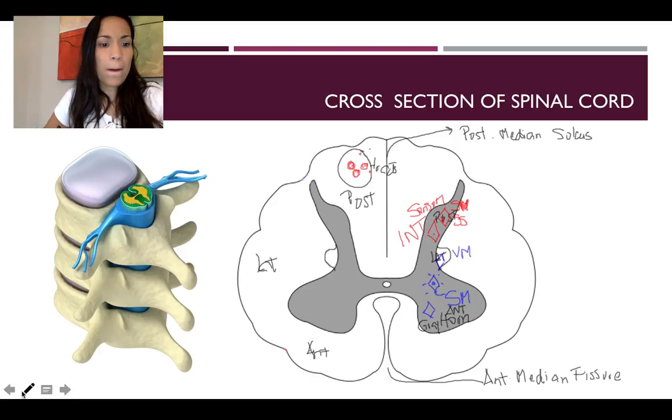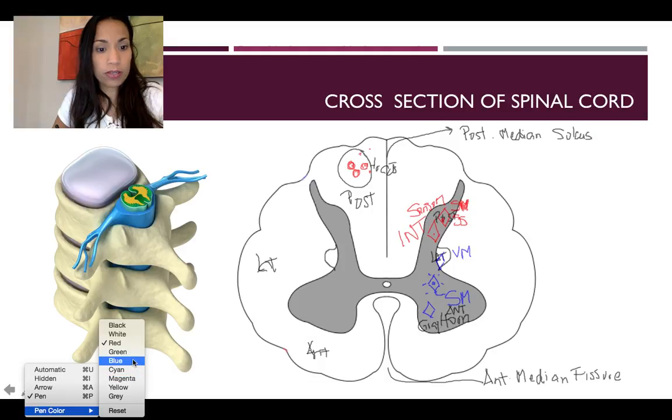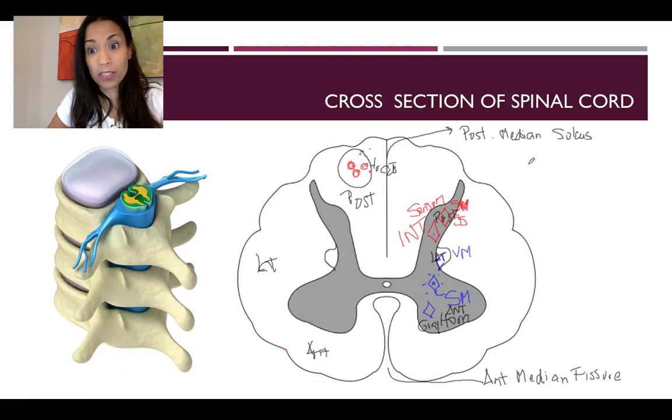Now, there is one structure that is not part of the spinal cord. It's not part then of the central nervous system. As you can see, I'm outside the spinal cord. And this structure, I'm going to paint it like that, and it is connected with this.